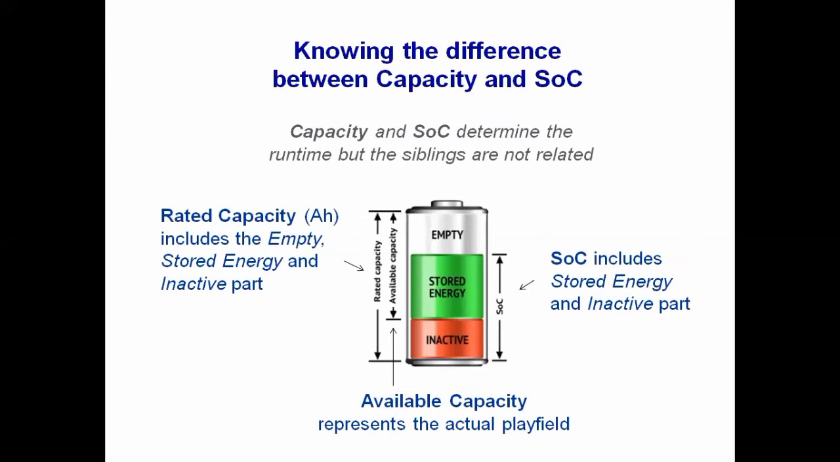The difference between capacity and SOC: capacity and SOC determine the runtime, but the resistance is not labeled. The capacity is the ability of charging and holding the energy in chemical form. SOC is the ratio between the remaining charge and the capacity of the battery when it is fully loaded. In this way, we can differentiate capacity and the state of charge of the batteries.